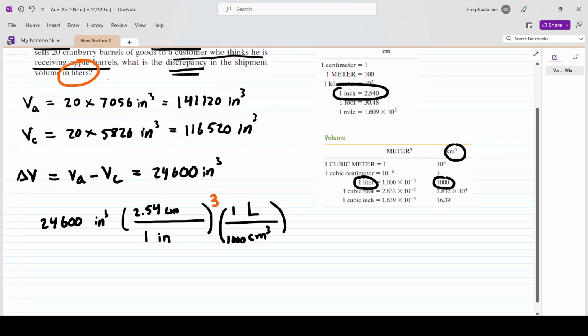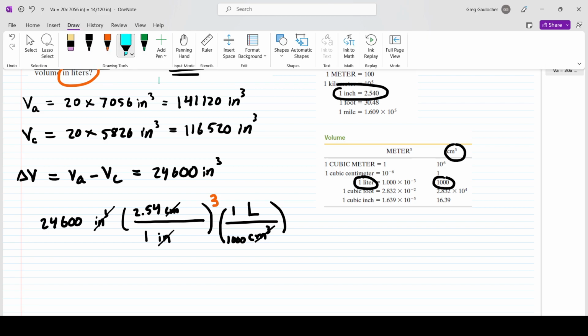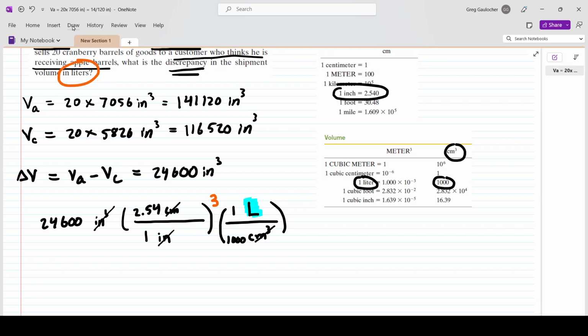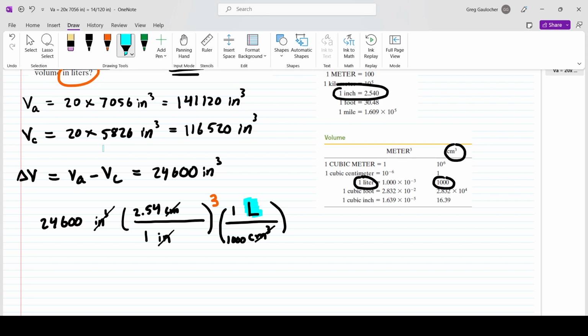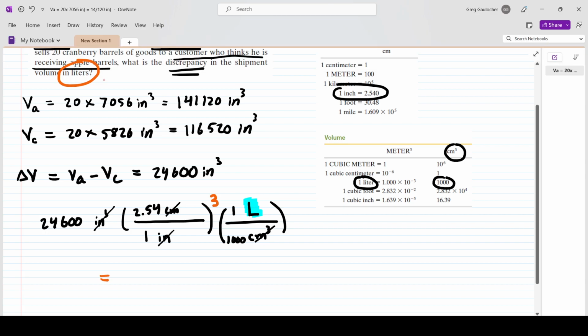So the way that this is set up now is that the inches cubed are going to cancel with the inches cubed here, and the centimeters cubed will cancel with the centimeters cubed there, and we are left with our target unit of liters. So now what you would do is pick up your calculator, and you would do 24,600 multiplied by 2.54 cubed, and then multiplied by 1 over 1,000. And when you do that, again, don't forget to cube the 2.54. You should get approximately 403 liters as your final answer.